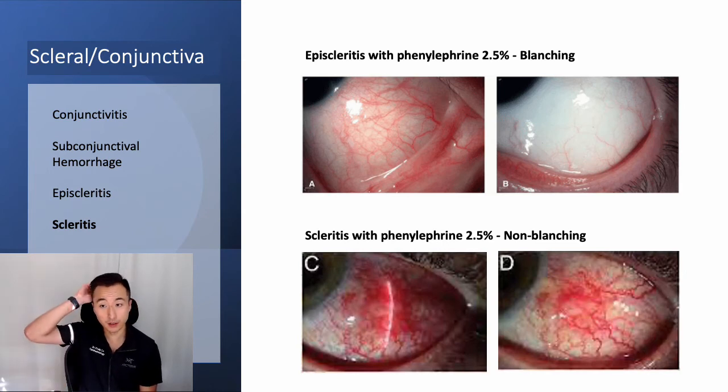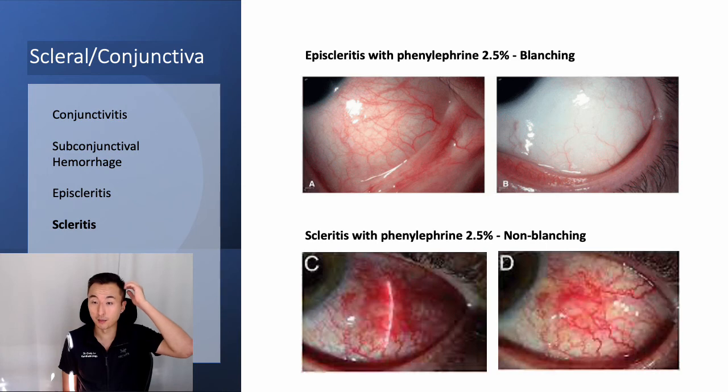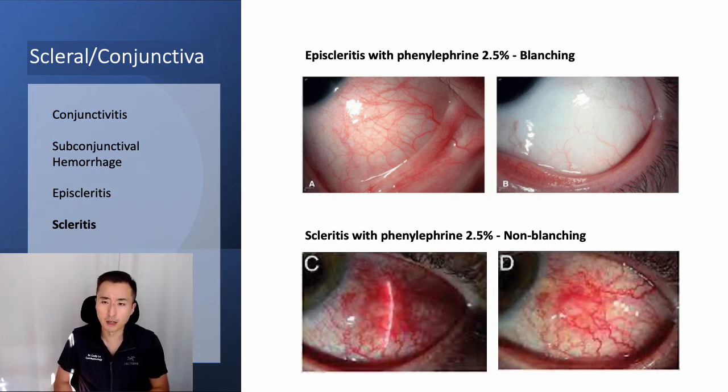A helpful test to differentiate the two, you can utilize the anatomy here. As we mentioned, episcleritis is more superficial. So if you give them phenylephrine, which is a vasoconstrictor, it will only constrict the superficial vessels. Here on the top, you see after giving them phenylephrine, the vessels blanch. It's like after you dilate them, you come back, and their eyes are no longer red. But patients with scleritis, their vessels are a lot deeper, and so it won't blanch.